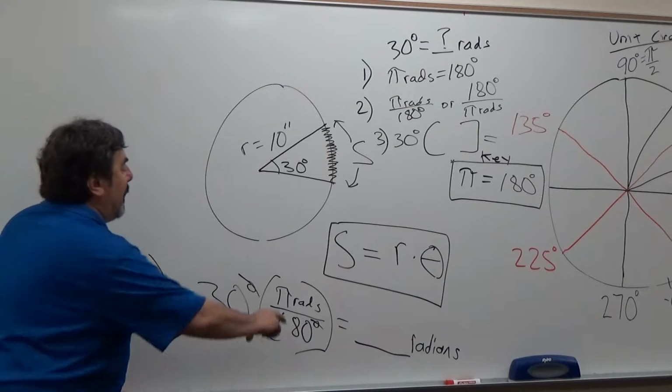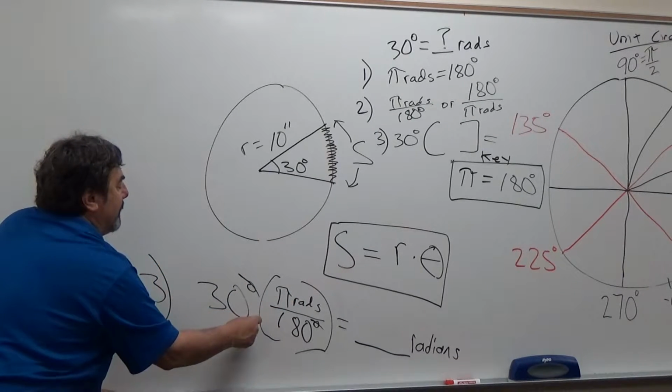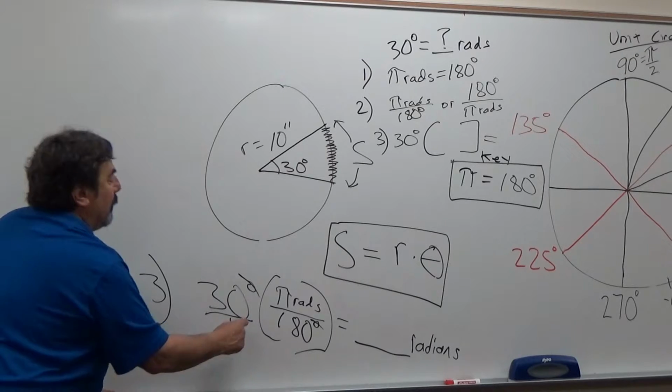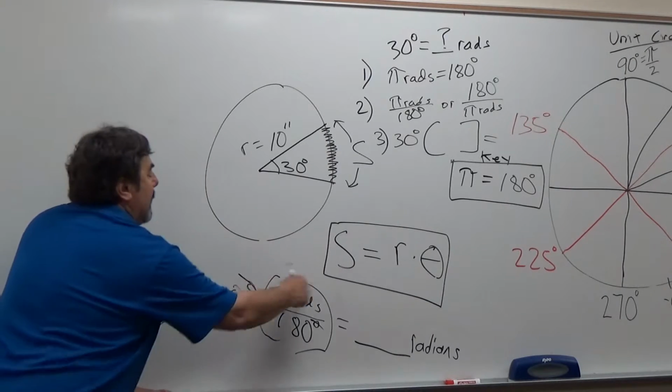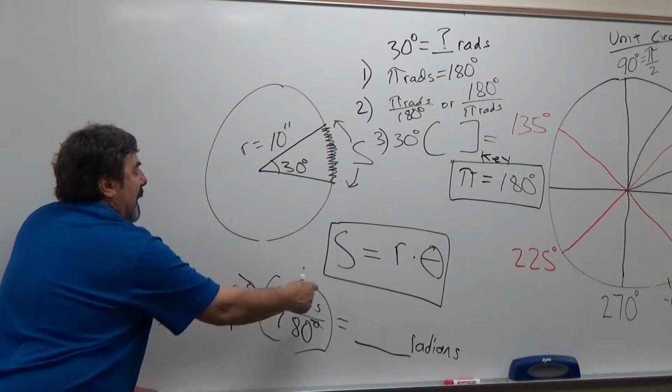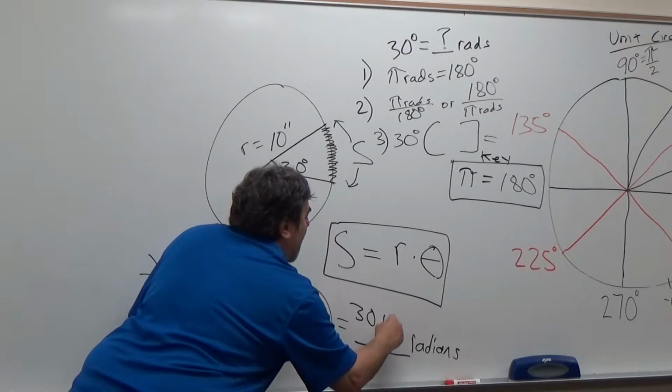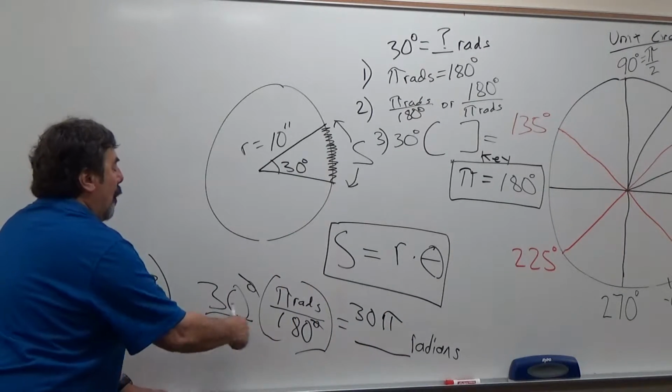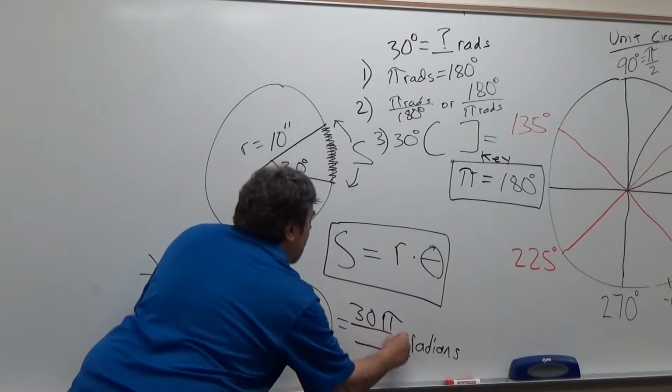Now we're going to multiply, and since this is a fraction, we take a second to convert this into a fraction by putting it over 1. And now we multiply straight across the top. 30 times pi radians over 1 times 180.